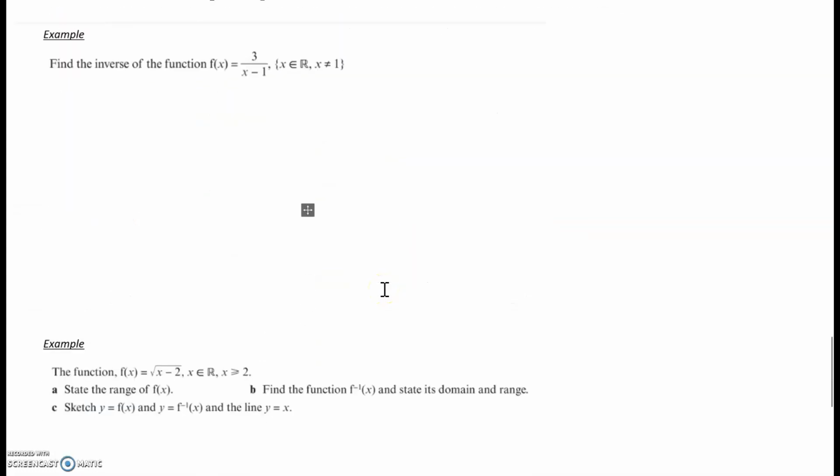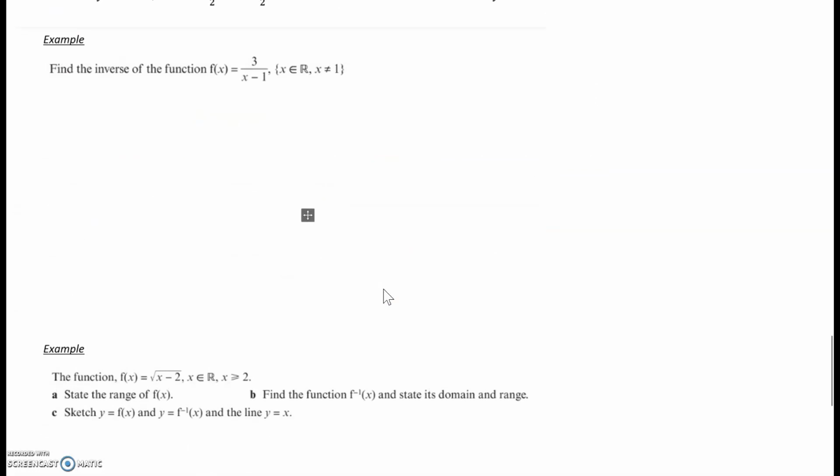So first example, we want to find the inverse function for f of x equals 3 over x minus 1. Finding the inverse is really easy. We just switch x and y. So I'm going to let y equal x and x equal y. So for that f of x, we're going to call that x, and then we're going to write that as 3 over y minus 1. Now I just rearrange it so I have this function in terms of y.